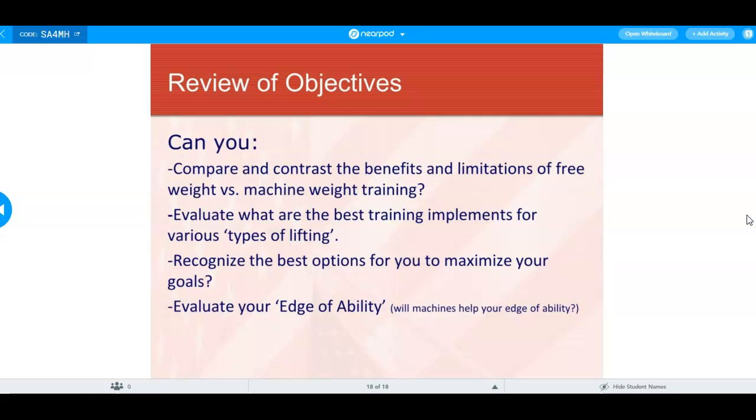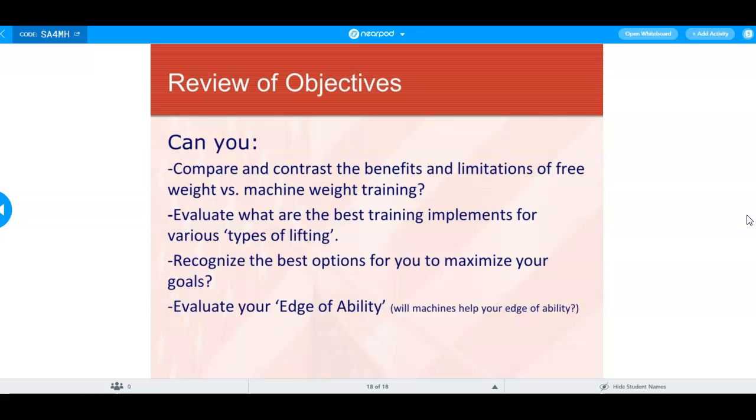What are the best training implements for your various types of lifting? That's why we have some kettlebell exercises. That's why we have some elastic bands, some stability balls, some dumbbell, maybe some straight bar, etc. So that you have the biggest bag of tools that you can take out into the future and be successful and use resistance training as your potential form of exercise and physical activity for the rest of your life.